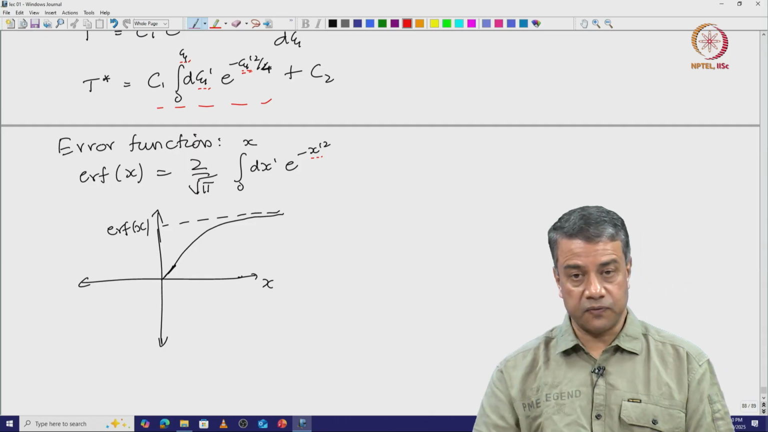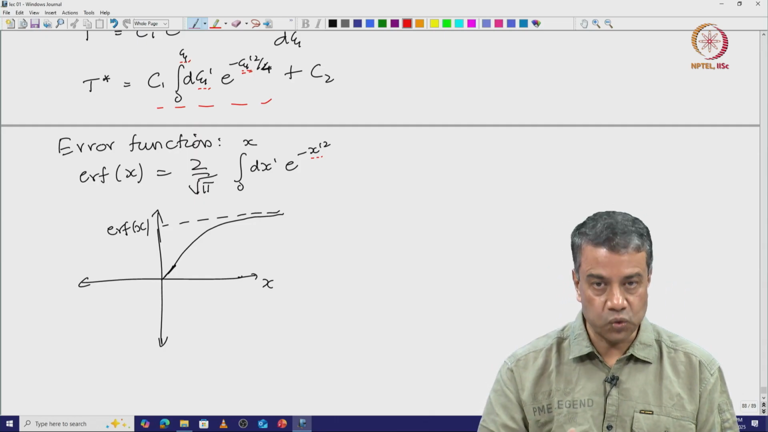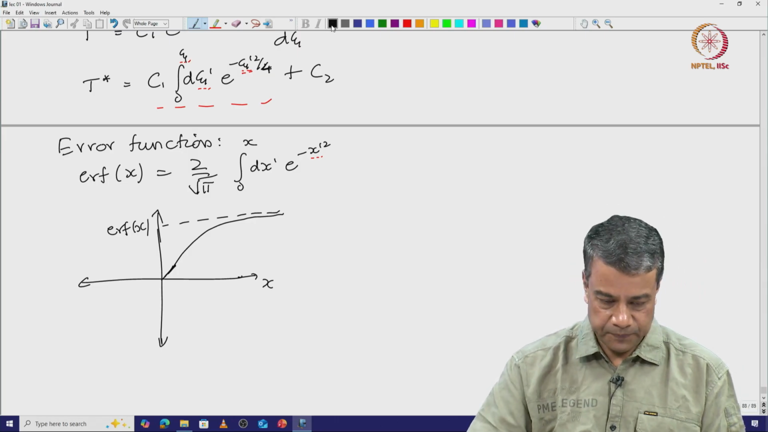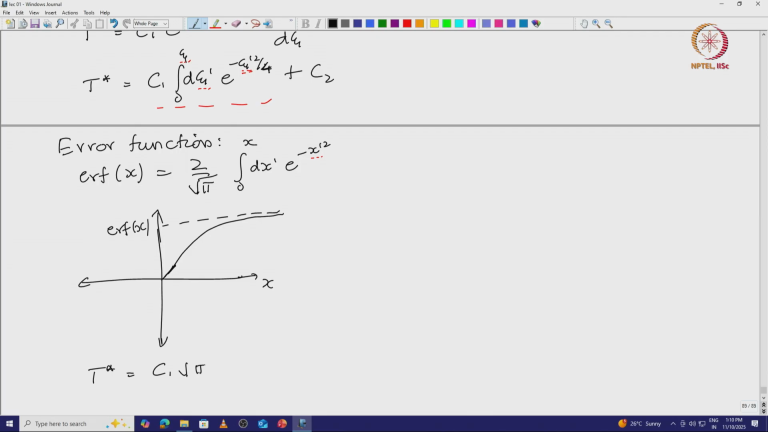have psi prime square by 4. So, therefore, I have to make the substitution x is equal to psi prime by 2. And once I do that, what I will get is that T star is equal to C1 root pi, error function of psi prime by 2. I am sorry, psi by 2, because this is not the variable of integration, this is just psi itself, plus C2.